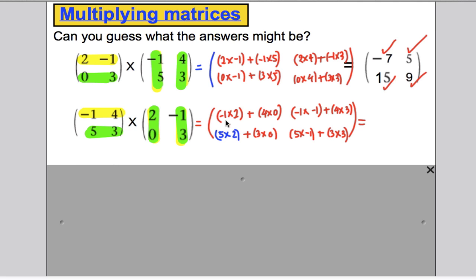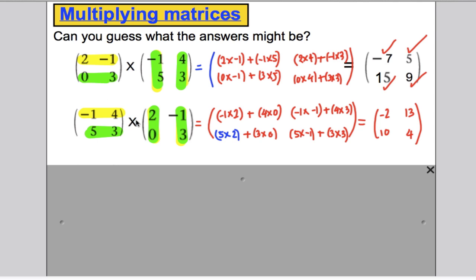What would I get? That's -2 add 0 is -2. That's 1 add 12, which is 13. That's 10 add 0, which is 10. And that's -5 and 9, which is 4. And I get the following.